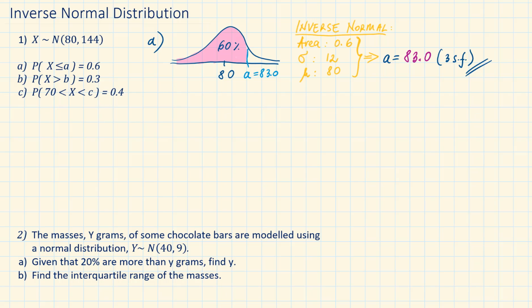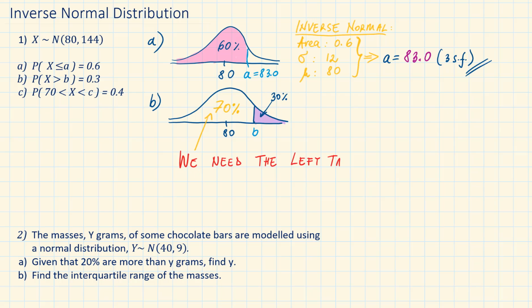Part B. Find B such that the probability of X larger than B is 0.3. This represents the right tail, the upper 30% of the area, as shaded in purple. For the remainder of this video, we will only use the Classwiz calculator, because now you know how to reach the inverse normal on both of the calculators.